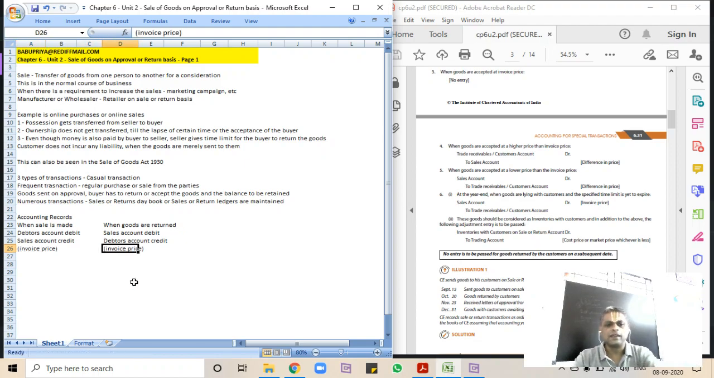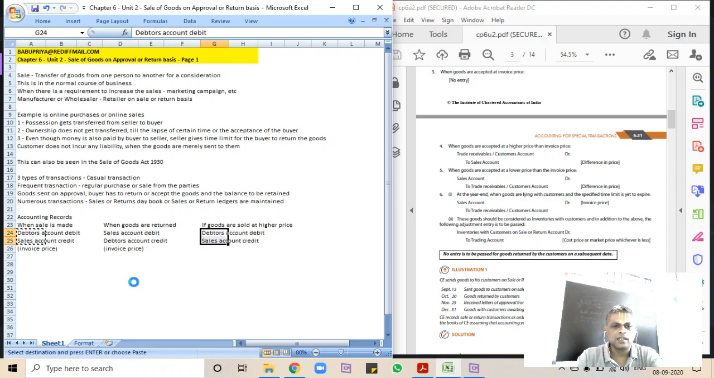The next set of entries to be processed is when the goods are accepted at a higher price. We are just giving a pro forma invoice, and when the actual invoice comes in, the goods value is higher. If goods are sold at a higher price, then there is another entry for the difference, debtors account to sales account, and this will be the differential price.